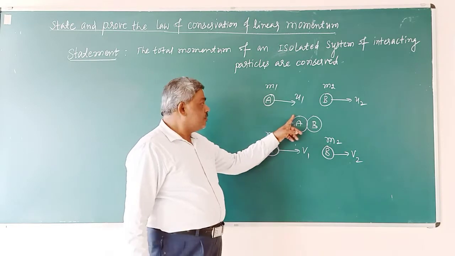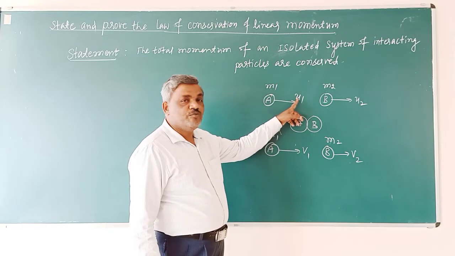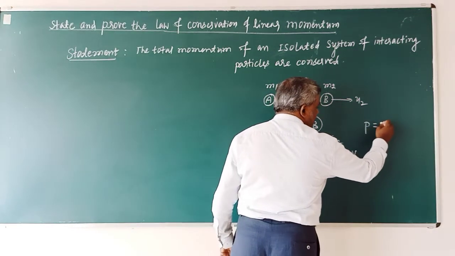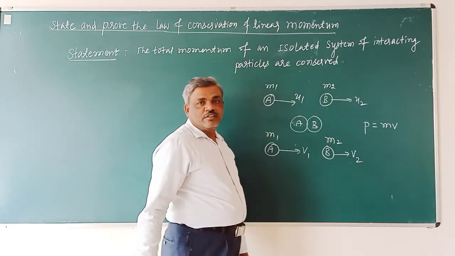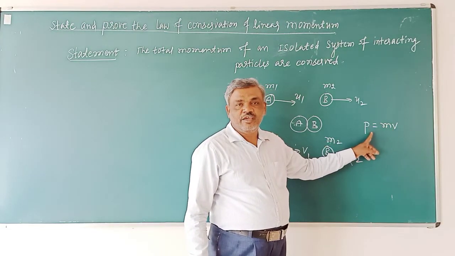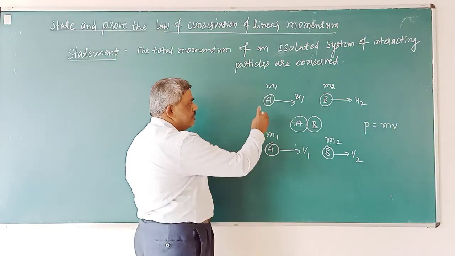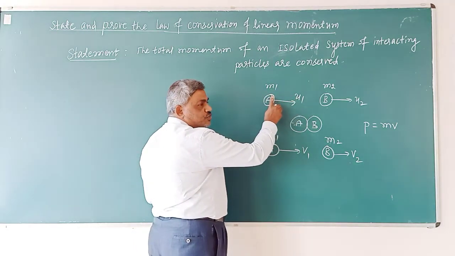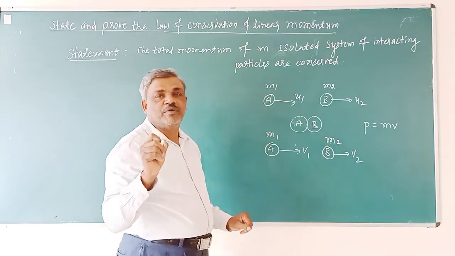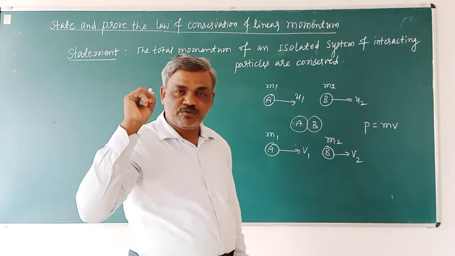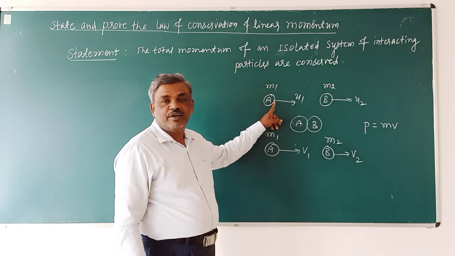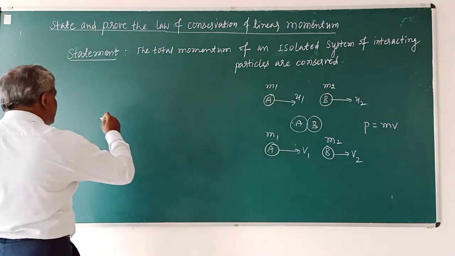Now, before collision, we have m1 u1. We already know the momentum: P equals m into v. The product of the mass of a body and its velocity is called momentum. So here m1 u1 is the initial momentum and m1 v1 is the final momentum. The first body changes its momentum: final momentum minus initial momentum is the change in momentum.